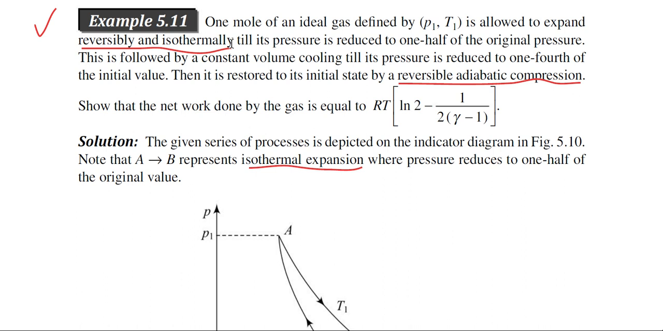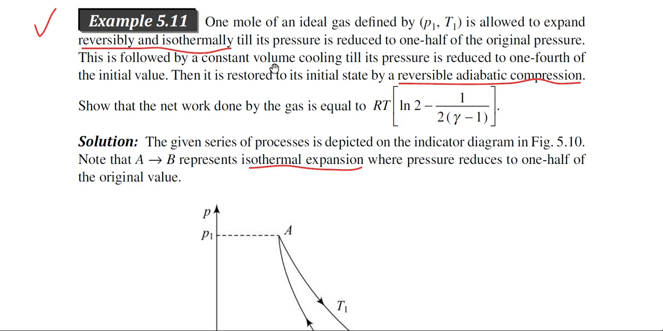Now another problem, which is also a series of processes. Let us go through the problem. One mole of an ideal gas, defined by P1, T1, is allowed to expand reversibly and isothermally till its pressure is reduced to 1/2 of the original pressure. So in the first process, the gas is allowed to expand, and it is a reversible isothermal process, and pressure is reduced in this process to 1/2 of its original pressure.